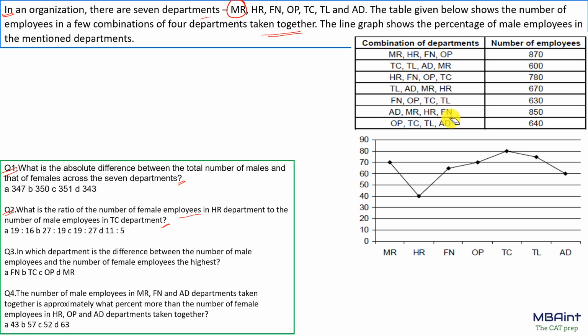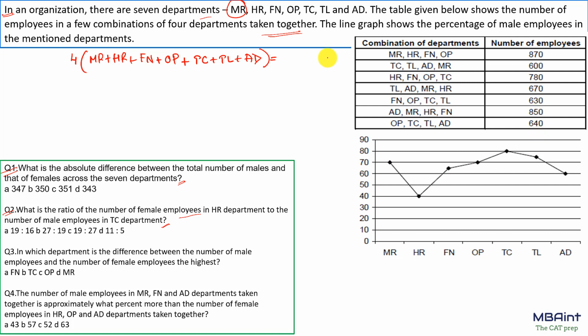So now if we sum this up, on the left hand side we get the summation of all the departments, that is MR plus HR plus FN plus OP plus TC plus TL plus AD, and that equals the summation of these numbers on the right hand side. So let's quickly sum this up. 7 plus 8 is 15, plus 7 is 22, plus 3 is 25, plus 5 is 30, and 4 is 34.